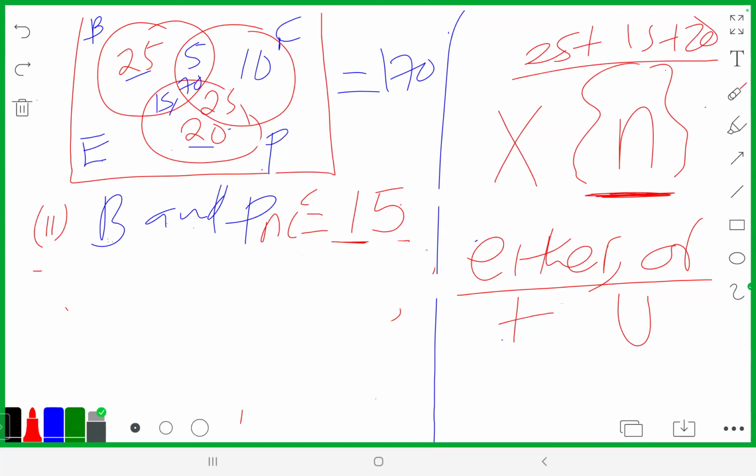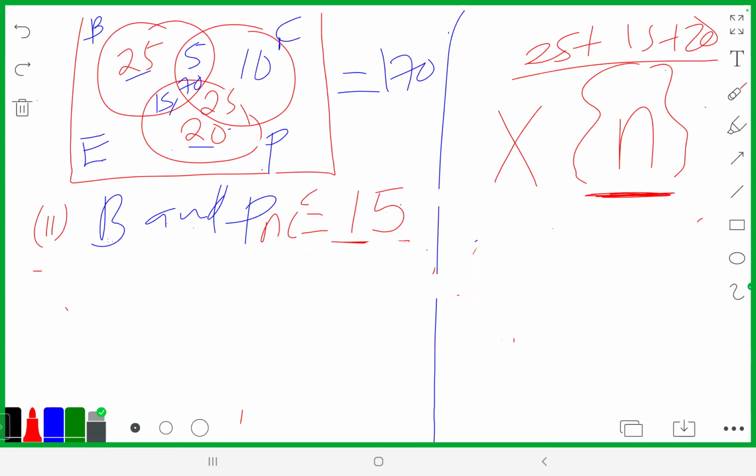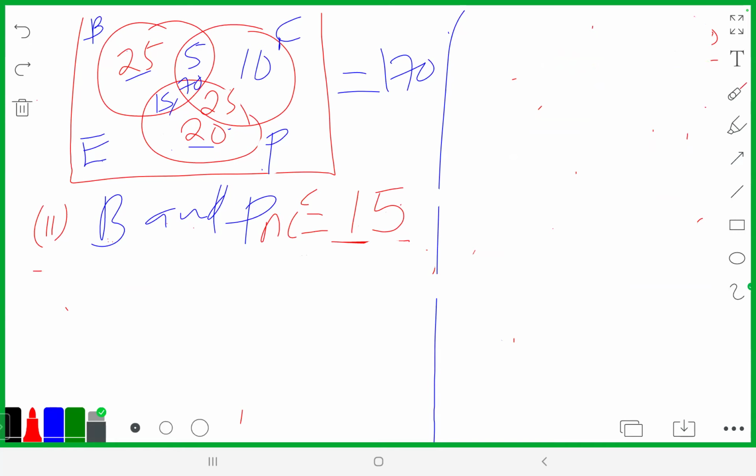Yes. I have a question. Yes. What's your question? If they said B intersection C complement, if they told us to find the number of things that are in B intersection C complement, are we going to add the frequency that's there?